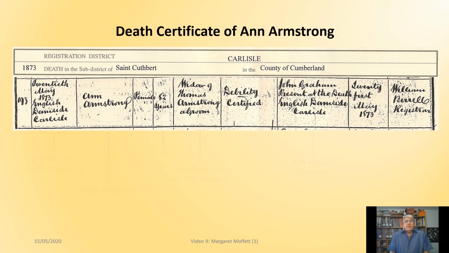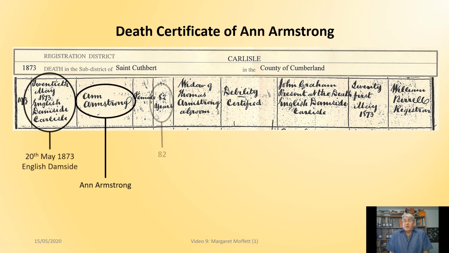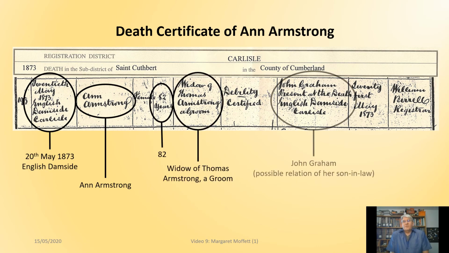His mother, Anne Armstrong, aged 82, died in Carlisle on the 20th of May 1873, so only 12 days later, and with a John Graham present at death. He's possibly a relation of her daughter Anne's husband. However, there is still an absence of evidence that would suggest Hugh and Christian Armstrong had a daughter called Margaret, so it is perhaps correct to conclude that Margaret's father is mistakenly identified as Hugh Armstrong on the marriage certificate.